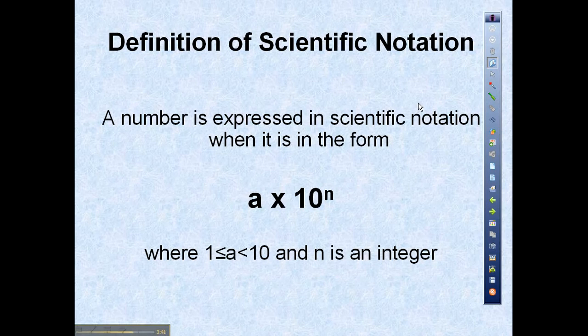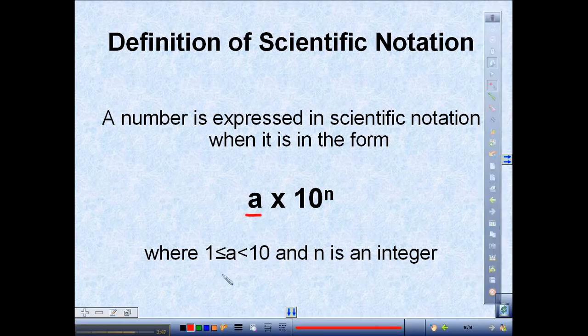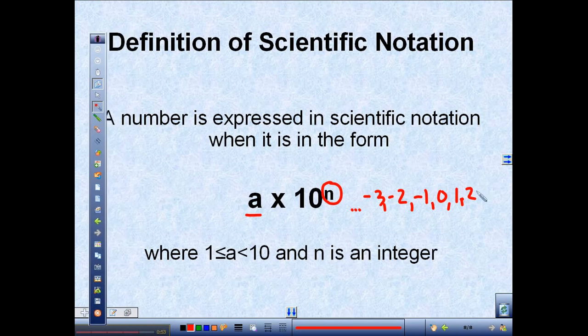A number is expressed in scientific notation when it's in this form, where the factor out front, what we're calling A, is greater than or equal to 1, and at the same time it's less than 10, and N is an integer. Integers are negative 3, negative 2, negative 1, 0, 1, 2, 3, dot, dot, dot. Okay?